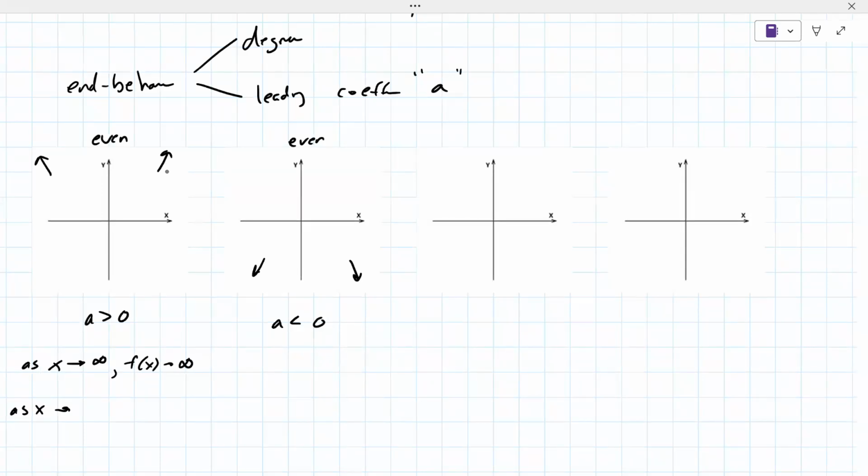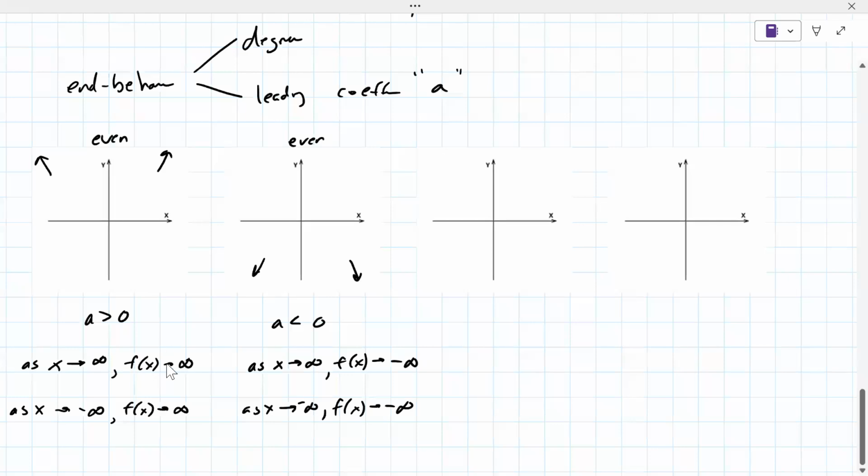And then you can go the other direction, as x goes to negative infinity. That's to the left. That's the one on the left here. It's also rising. So f of x also goes to infinity. We can do the same thing for this middle one, the second one here. So as x goes to infinity, that's the one on the right. The graph here is falling. F of x goes to negative infinity. As x goes to negative infinity, f of x goes to negative infinity. That's falling.